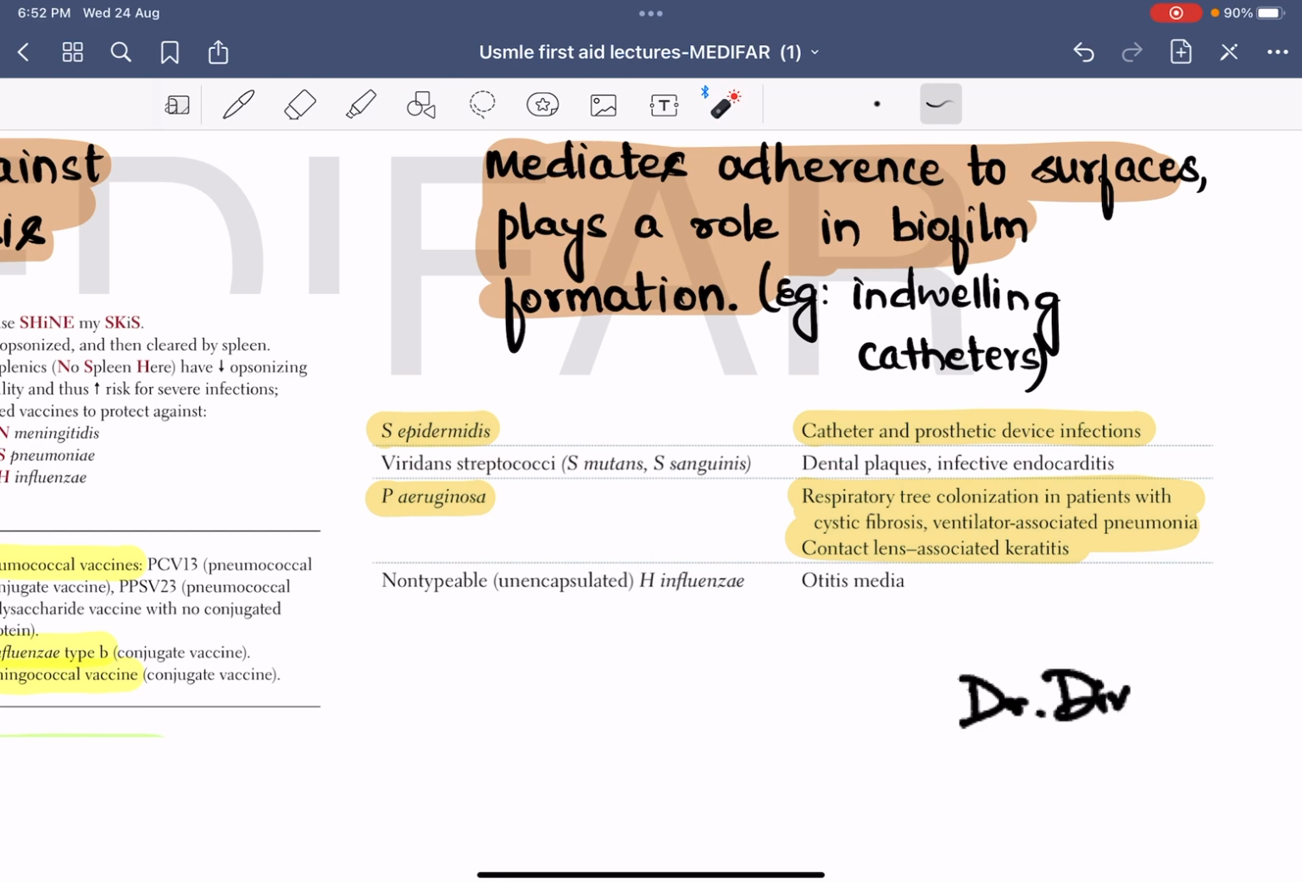You need to remember three things for Pseudomonas: respiratory infections in cystic fibrosis, ventilator-associated pneumonia, then keratitis in contact lens users. Ventilator-associated pneumonia, then in cystic fibrosis patients, respiratory infections, then in contact lens users, keratitis. The other one is non-typable H. influenzae, where it causes otitis media.